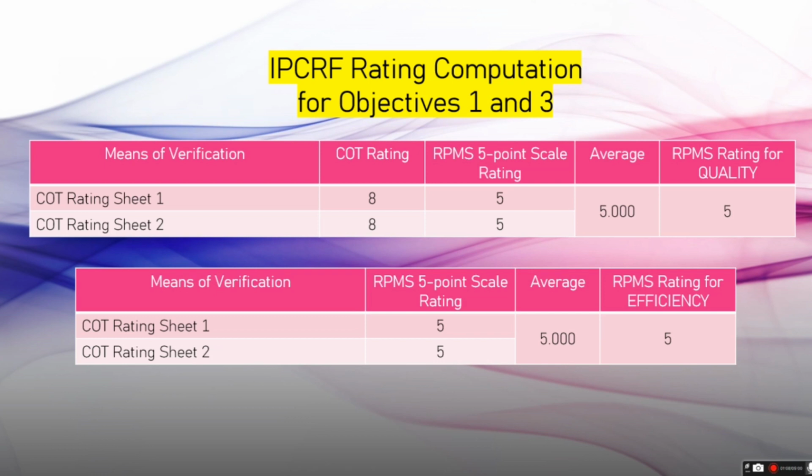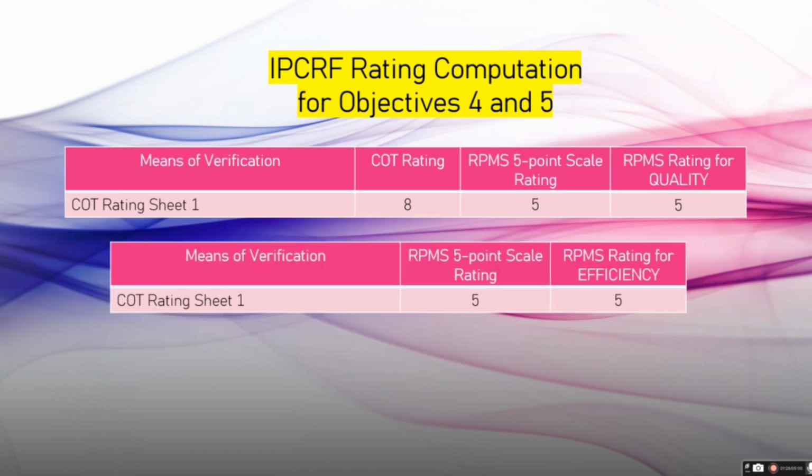For the means of verification for efficiency, dapat naka-attach yung ating rating sheet 1 and 2 na nagpapakita of whether or not we achieved or met the objective within the allotted time. Dahil naipakita naman natin yun, we got 5 points from the RPMS 5-point scale, which is equivalent to 5 as the average and 5 for the RPMS rating for efficiency. For objective 4 and 5, ang attachment lang natin dito is the rating sheet 1 or the classroom observation we did during the third quarter.